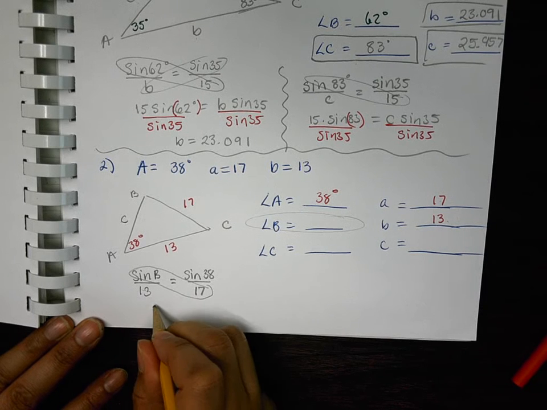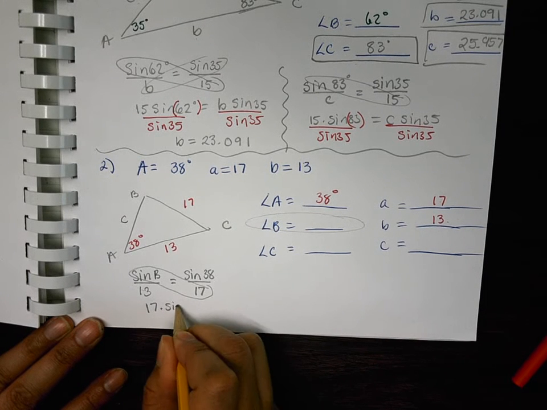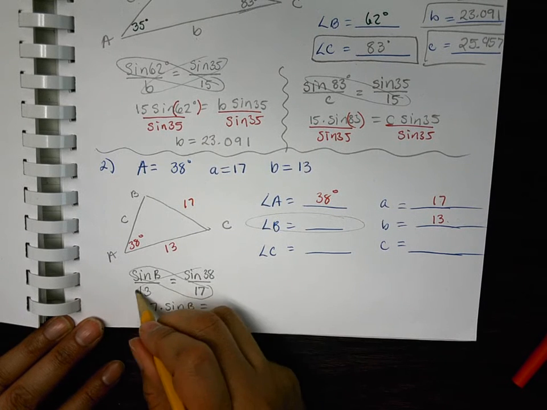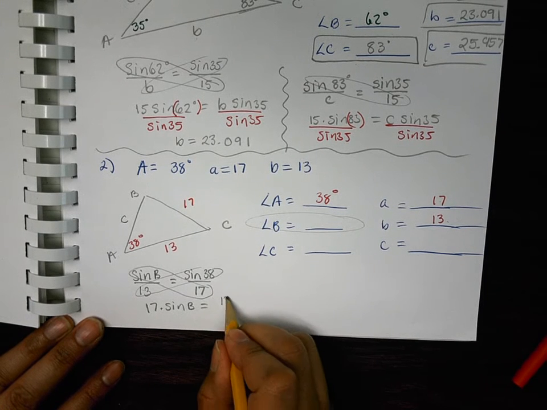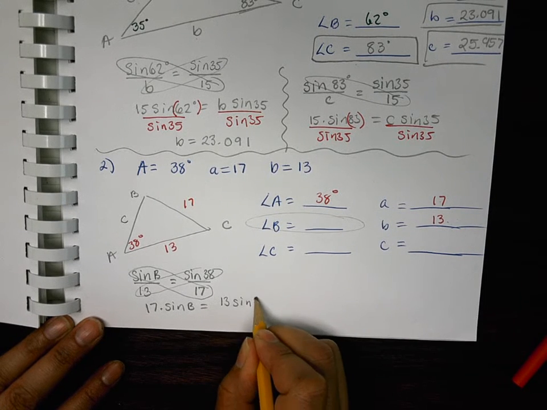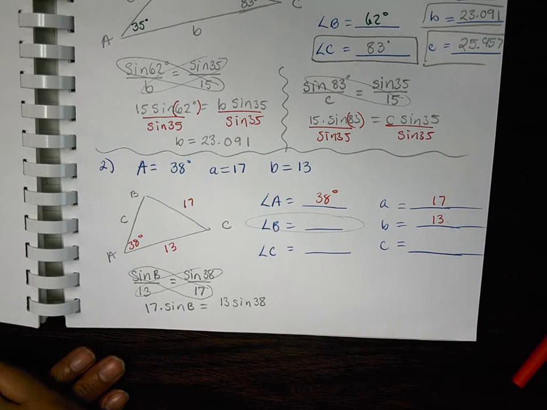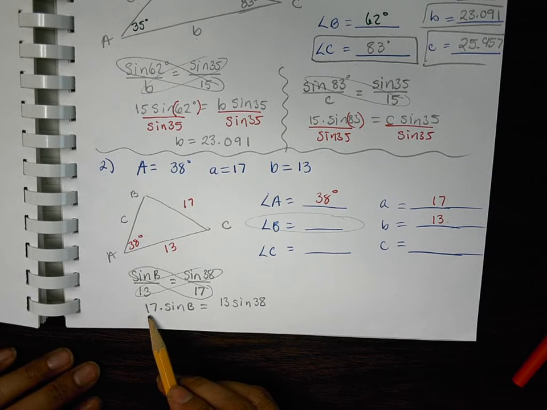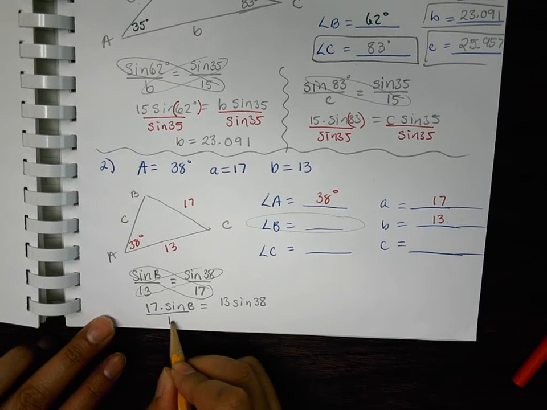I'm going to have 17 times sine of B equals 13 times sine of 38. All right, now if I'm looking for B and B is attached to the sine, kids often say, oh, divide by sine of B. No, what am I dividing by? 17.